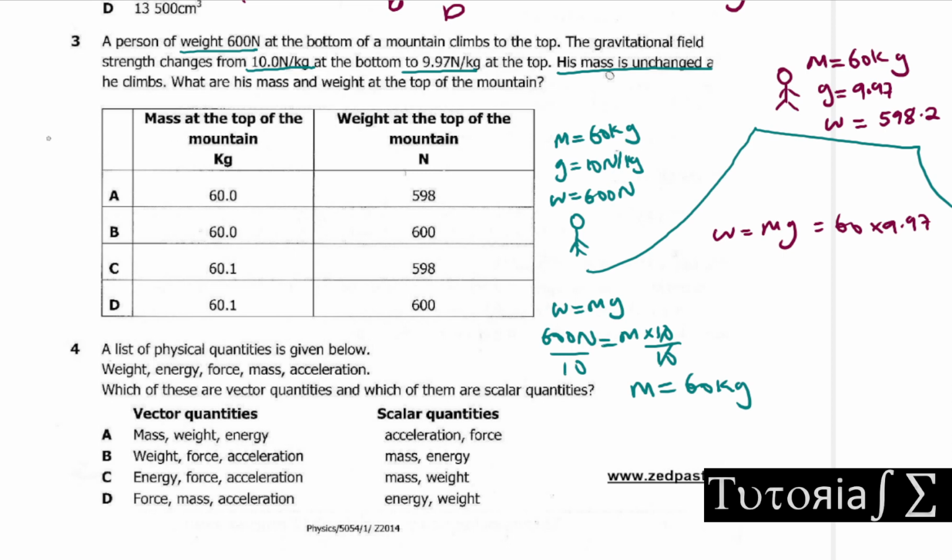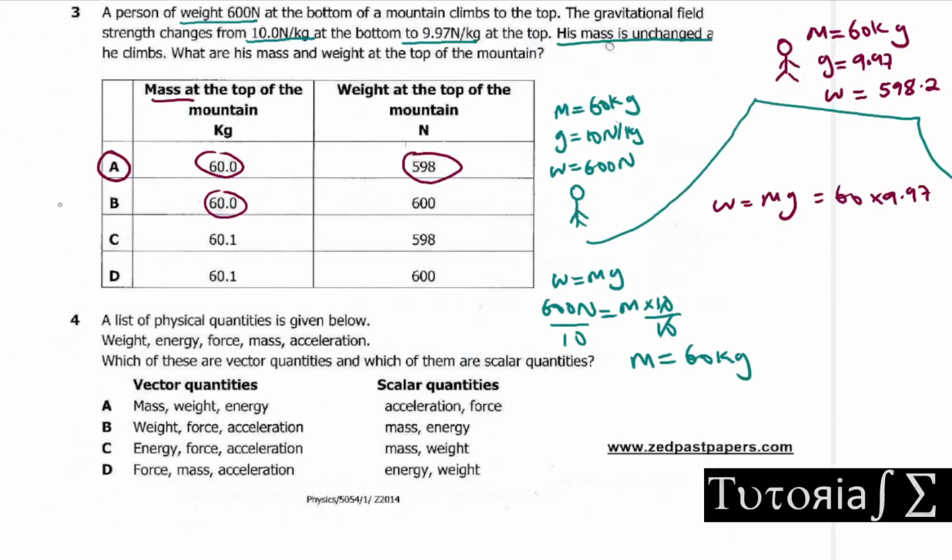Now the question is, what is his mass at the top? The mass at the top is 60 kg. So we have two 60 kgs, we don't know which one is which, then we have 598.2. So this is probably the best answer, A. A is our best answer. All right, let's do one more last question before we go to the next page.